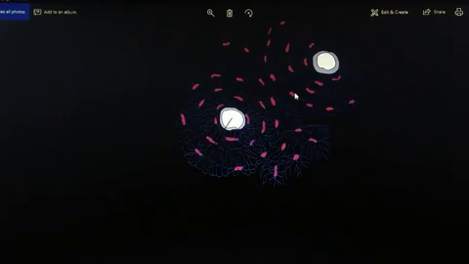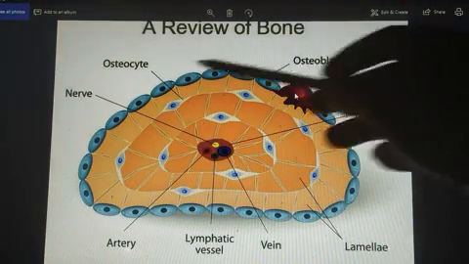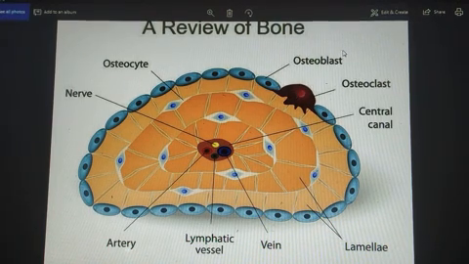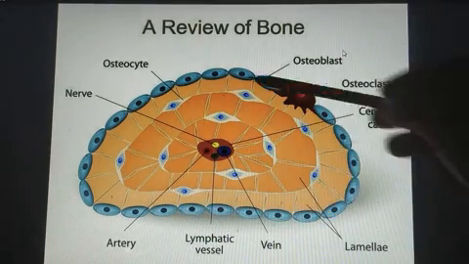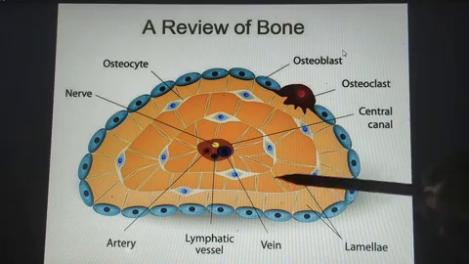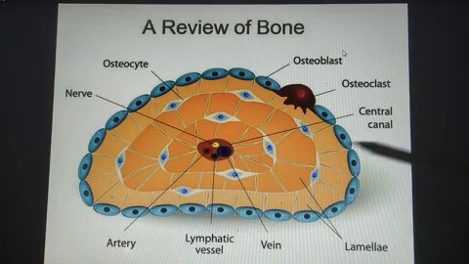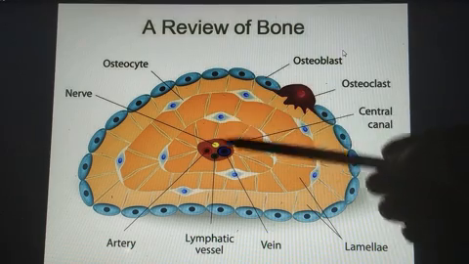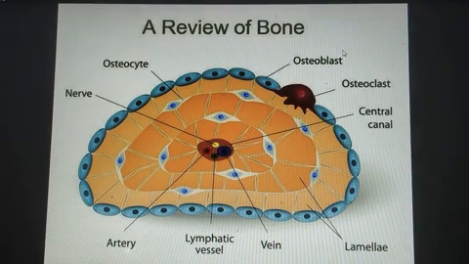So this is the structure of a single Haversian canal system. This is the ring of matrix. These are the individual cells called osteocytes. And this central cavity is called the Haversian canal. And here the blood vessels, arteries, lymph, and nerves are present.